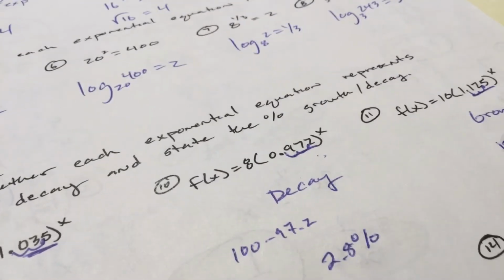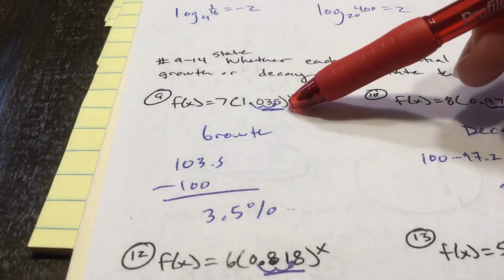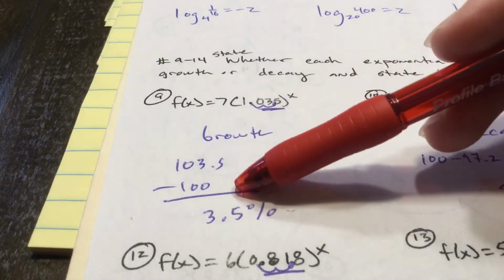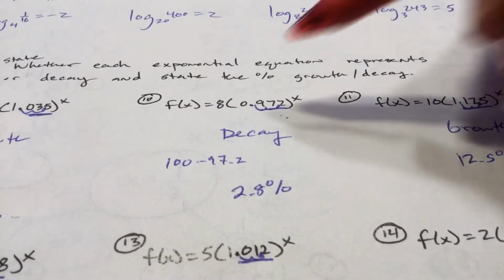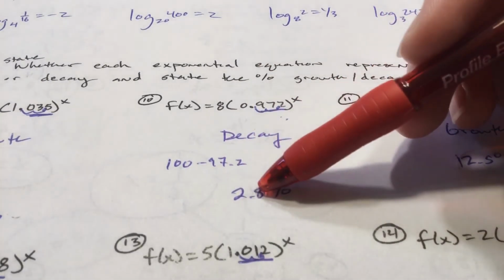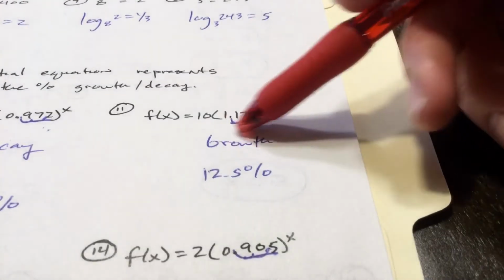Next section, state whether each exponential equation represents growth or decay, and then state the percent growth or decay. This next one here would be move the decimal over twice, 103.5, subtract 100, that's 3.5% growth. If the base is above 1, it's growth. This next one, 97 to 100 minus 97, 2.8% decay. Here, move the decimal over twice, 12.5% growth.